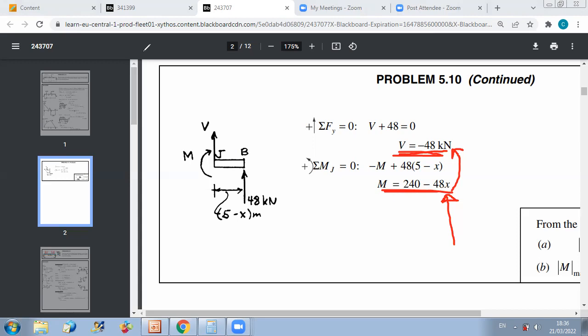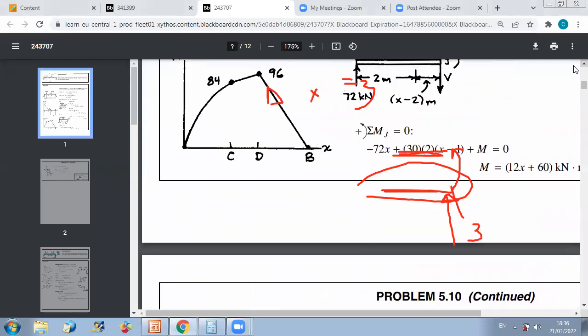Okay, and now as usual, a verification will be to verify continuity of the bending moment. Here the continuity at D, x equal to 3. So if you replace x by 3 here, you get 240 minus 48 times 3. You can verify that you get the same result if you replace in the previous equation x by 3, which is 12 times 3 plus 16. Both will give you the bending moment at point D, which is 96.